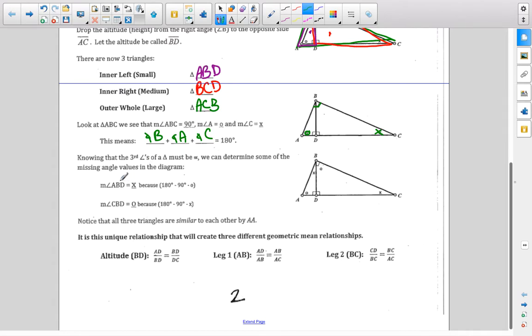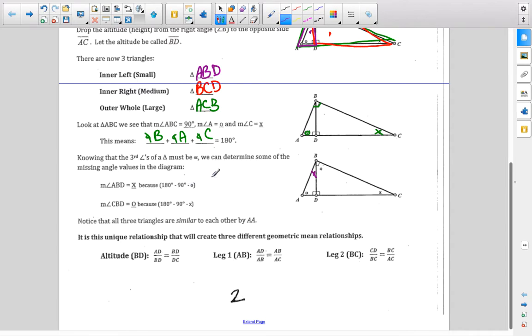So let's go to triangle ABD. ABD, that's our purple one. So ABD is our little guy here. We know we have a 90. We know we have the O here because that's what we were given above. That means this part of our right triangle has to be X. So we have an O, we have a 90. And remember on the big one, we had an O, we had a 90. The third angle was X. So our third angle on the little one, because it's similar, has to be X.